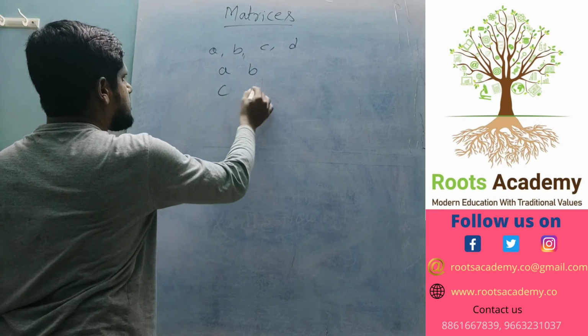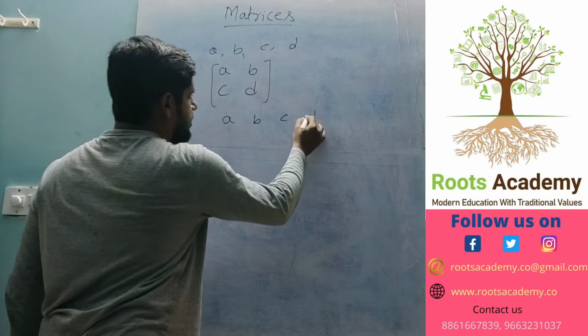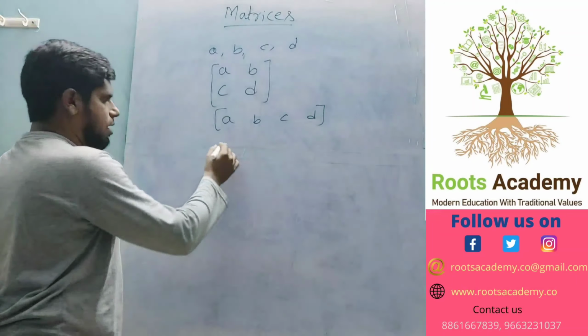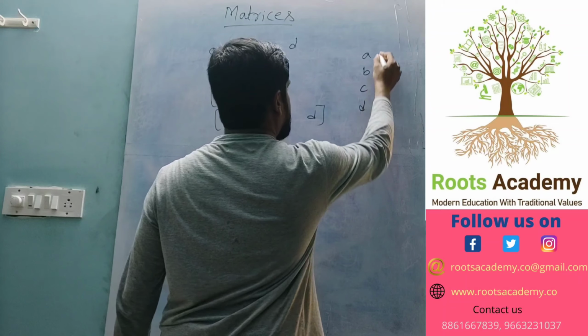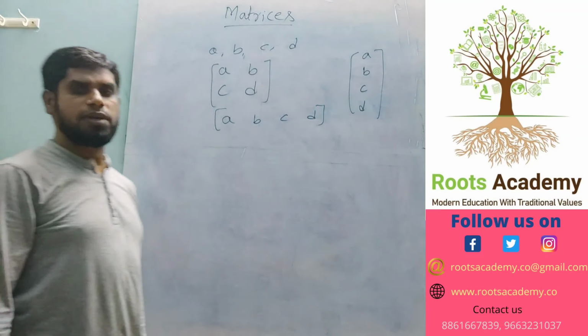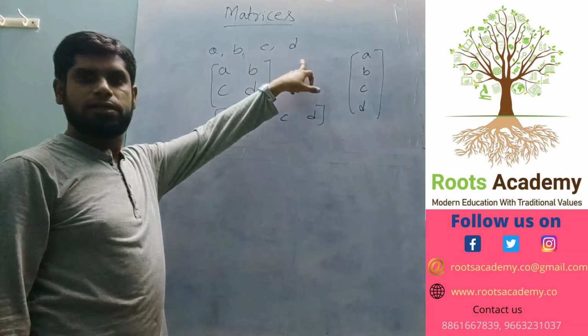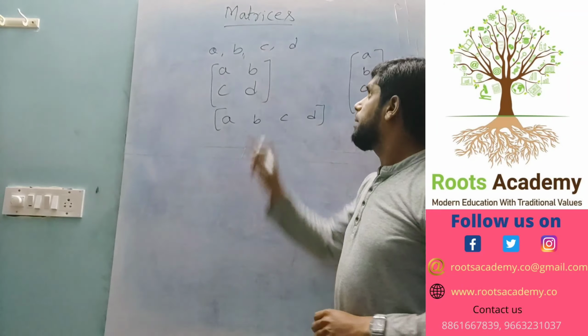A, B, C, D, like this. Then we can see that this is the arrangement, or one more arrangement, A, B, C, D, or one more kind of arrangement, A, B, C, D. Students, these are the different arrangements if I have four elements. So students, these kinds of arrangements are basically called matrices.